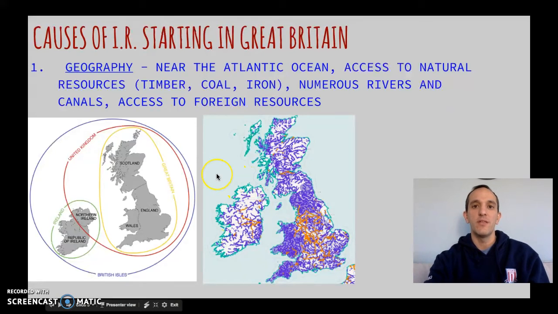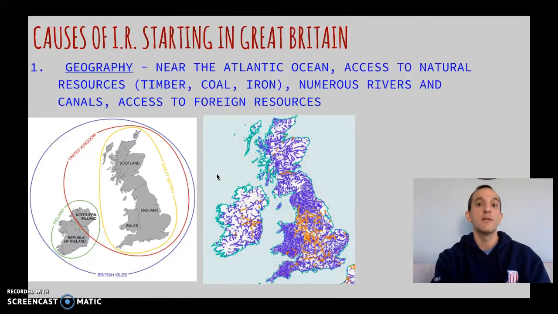Number one, they're near the Atlantic Ocean. It allows for easy access to trade, which we saw in the previous time period when they set up their colonies. Because of this access, they have goods, materials, and products that they otherwise might not have, and they have access to ports.